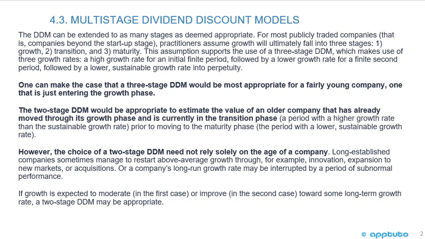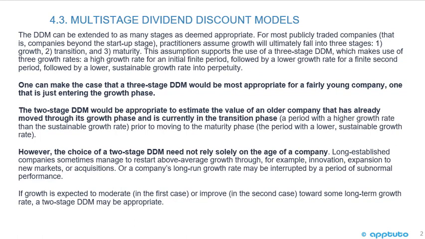The assumption supports the use of a 3-stage dividend discount model, which makes use of 3 growth rates: a high growth rate for the initial finite period, followed by a lower growth rate for a finite second period, followed by a lower sustainable growth rate into perpetuity. One can make the case that a 3-stage dividend discount model would be most appropriate for a fairly young company, one that is just entering the growth phase.